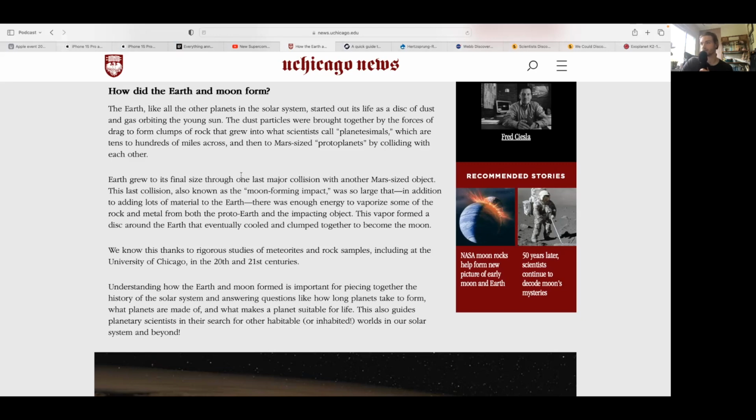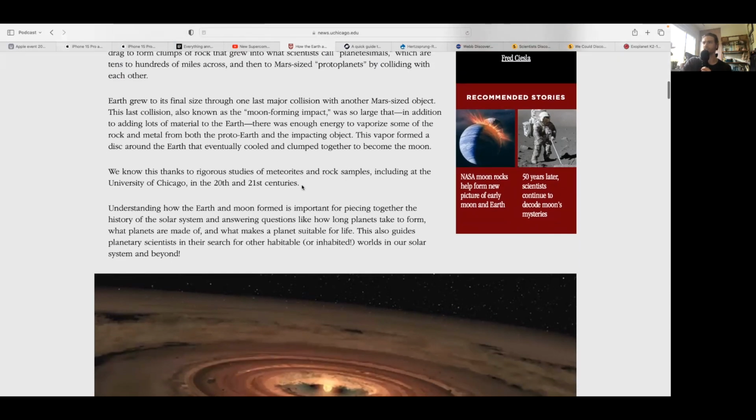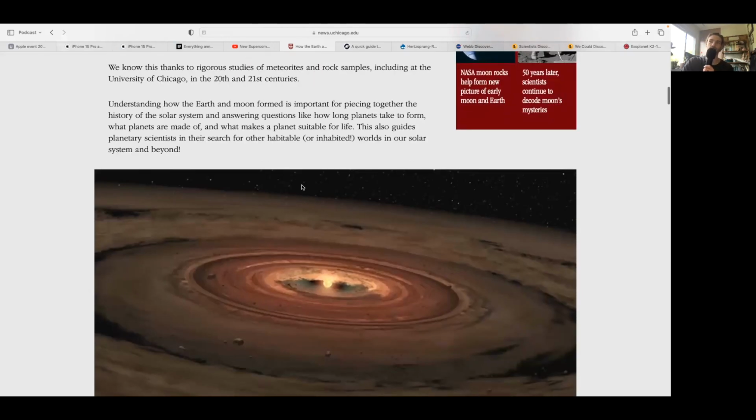Mars is smaller than the Earth, but it still is a pretty big object. Earth grew to its final size through one last major collision with another Mars-sized object. This last collision, also known as the moon-forming impact, was so large that, in addition to adding lots of material to the Earth, there was enough energy to vaporize some of the rock and metal from both the proto-Earth and the impacting object. This vapor formed a disk around the Earth that eventually cooled and clumped together to become the moon. We know this thanks to the rigorous studies of meteorites and rock samples, including at the University of Chicago in the 20th and 21st century.